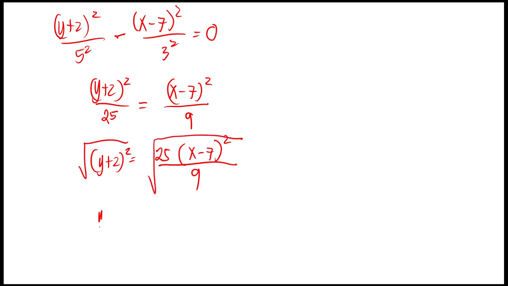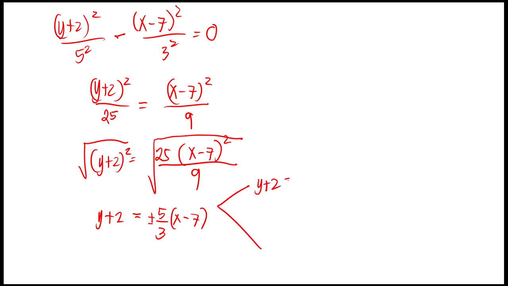Square root both sides. Y plus 2 yung right side. And then, square root of 25 and square root of 9 is perfect square, 5 all over 3. Square root ng x minus 7 squared is x minus 7. Okay, distribute 5 all over 3. Actually, that is positive negative, kasi dalawa po yung equation natin. So, positive negative 5 over 3. Let's distribute that into 2.